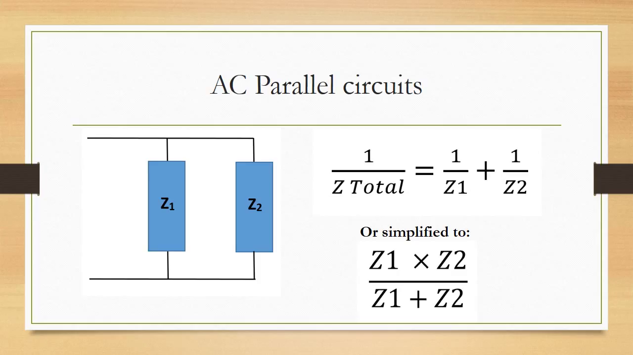Total impedance in a parallel circuit is calculated through the summation of 1 over each impedance. This equates to the total impedance being 1 ohm. This is shown in the diagram above.